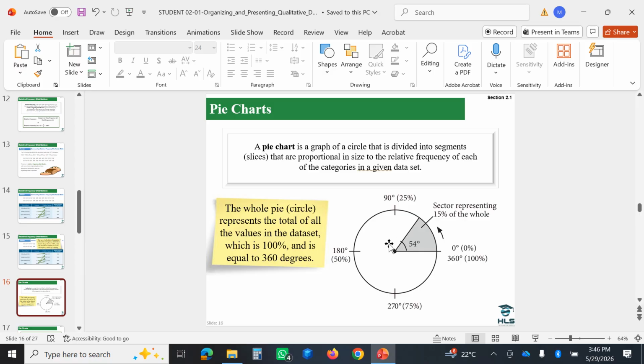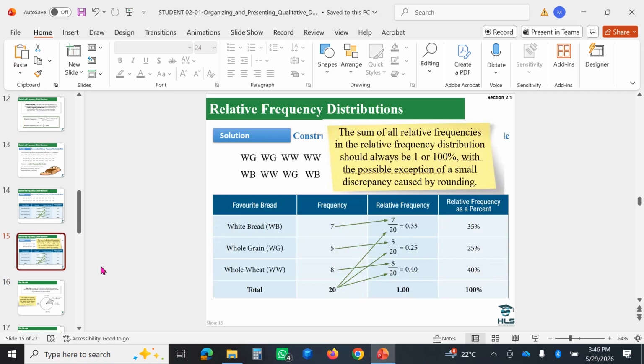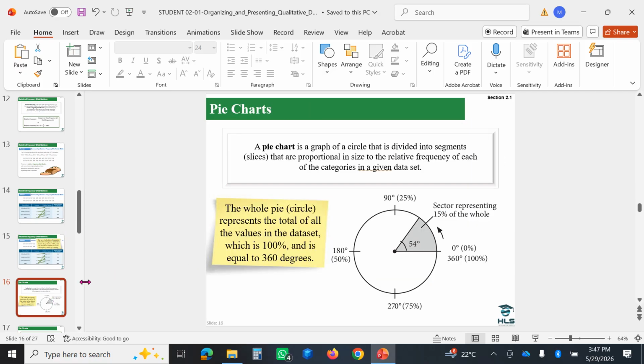A pie chart is a nice visual way to demonstrate frequency distributions. And you have to do one for your assignment 1. Please remember when you are doing your assignment 1 to use a protractor.